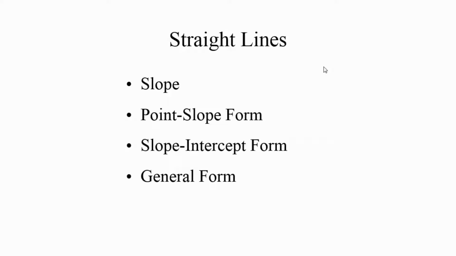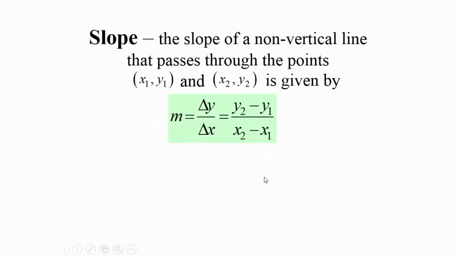In a straight line, we talk about the slope of a line. The steepness of the line, is it going up very steeply or rather flat? And how to find a line using point slope form or slope and intercept form, and also a general form for a straight line. First thing, slope of a line. How do you find the slope of a line?